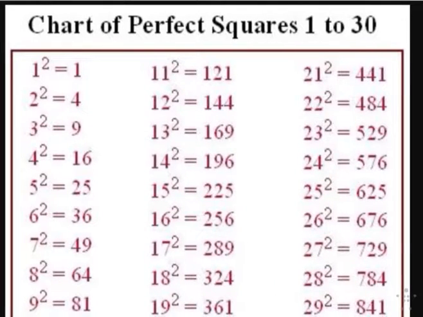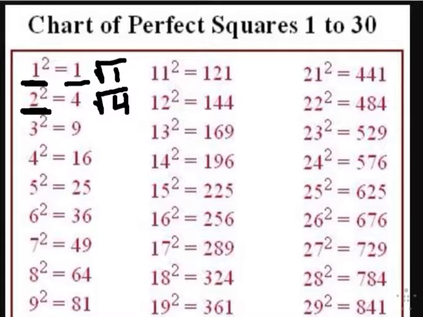In order to simplify radicals, we need to know what perfect squares are, because we are taking the square root of something. Here we see that we have a perfect square chart. We see that 1 squared is the same as 1, so if I were to take the square root of 1, that would be equal to the number 1. If I were to take the square root of 4, that would be equal to the number 2. If I were to take the square root of 9, that would be equal to the number 3, and so on and so forth.